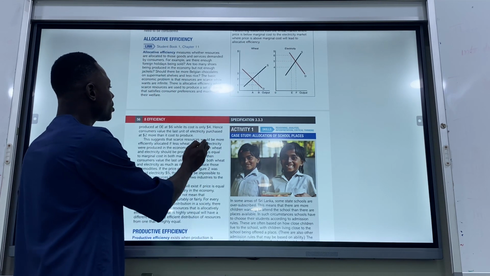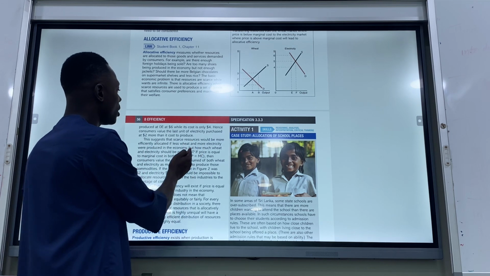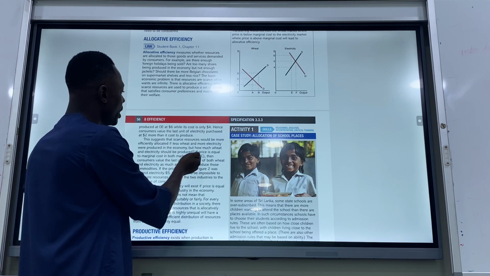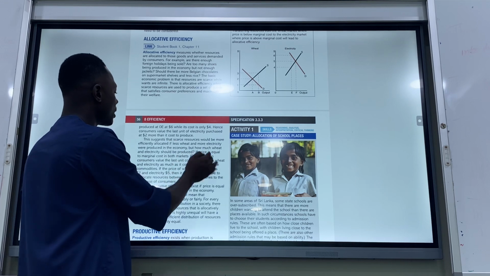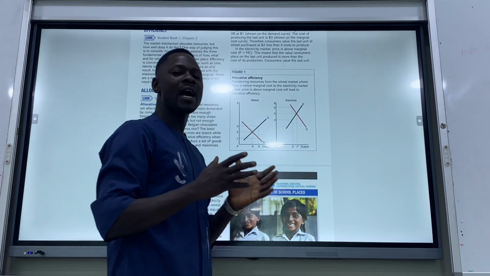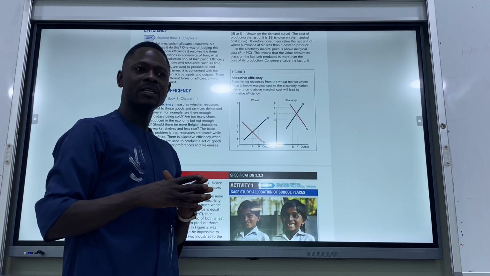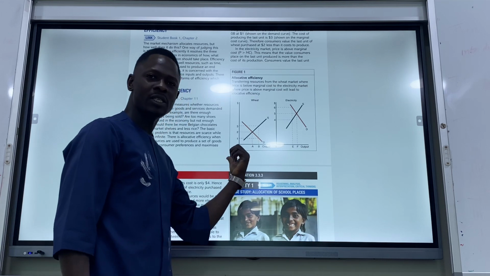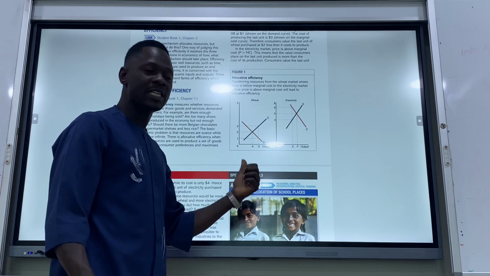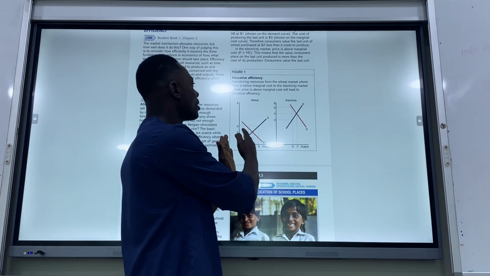This suggests that scarce resources will be more efficiently allocated if less wheat and more electricity were produced in the economy. But how much wheat and electricity should be produced if price is equal to marginal cost in both markets? So here, we understood that the price in the market for electricity is increasing, while the government is subsidizing wheat.